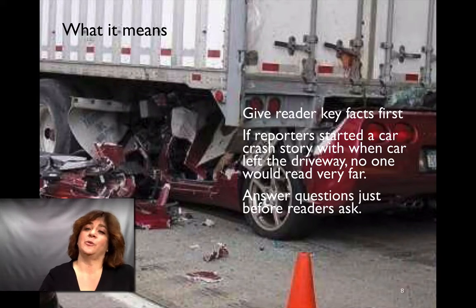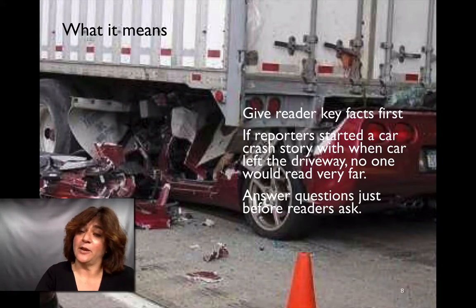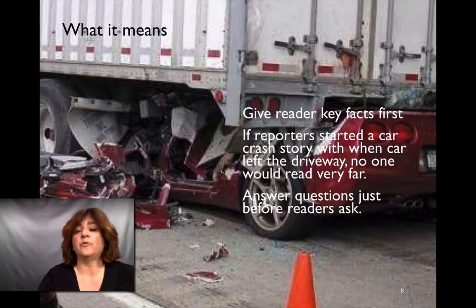I want you to think about if you're writing a story about a car crash and you begin that story when the person left the driveway, not too many people are going to keep reading with you unless it's a pretty compelling story. So we're looking to answer questions right before the reader's going to ask them.